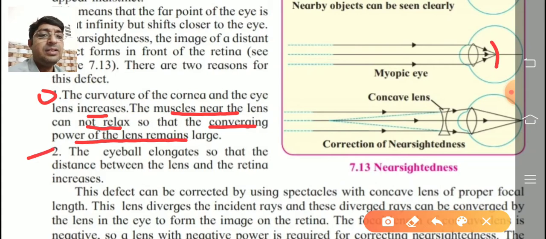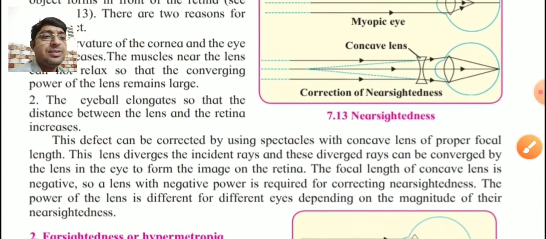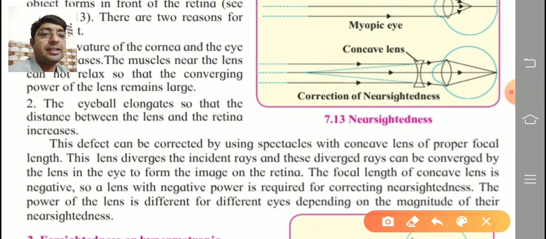And second one, the eyeball elongates, means length increases, so that the distance between the lens and the retina increases. This increase in the distance between the lens and retina is called elongation. These are the two reasons. So how is this defect corrected?